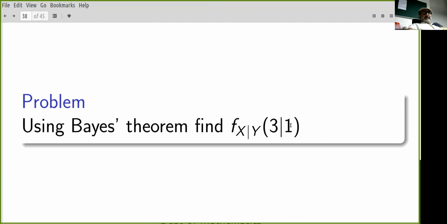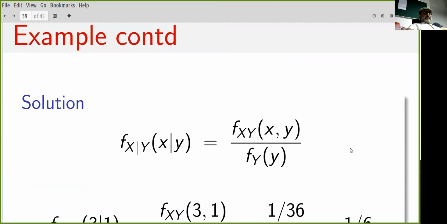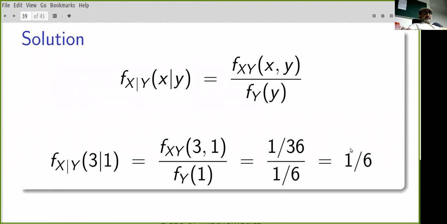Okay, so f sub xy, we want to find the marginal distribution for f sub xy given x is equal to 3, given that y is equal to 1. So we find the marginal for 3, 1. Let's say it's 1 over 36. And the marginal for 1 is 1 out of 6. So we get 1/6.